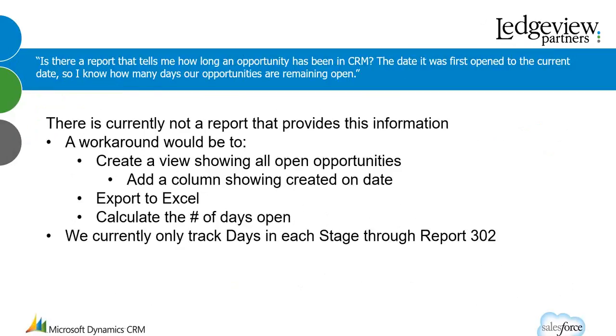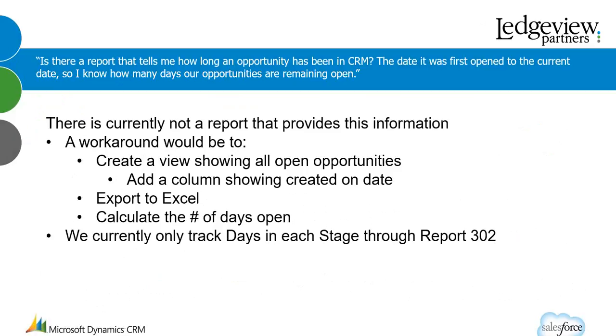Our next question is, is there a report that tells me how long an opportunity has been in CRM, the date it was first opened to the current date? So they know how many days the opportunities are remaining open. There currently is not a report that provides this information, but there is a workaround that can be done.